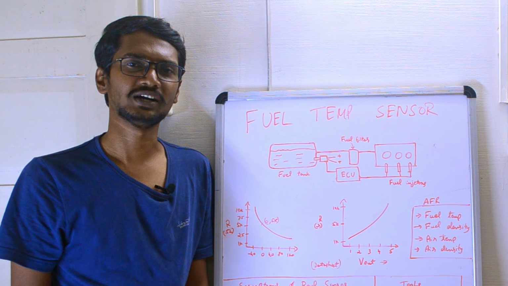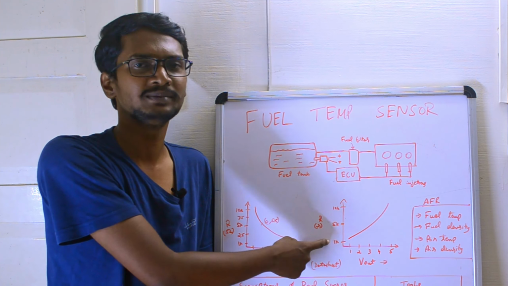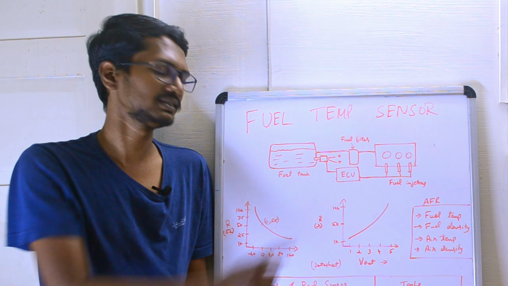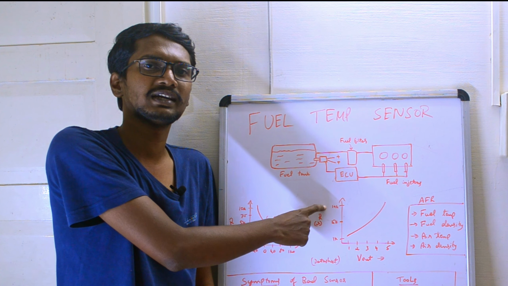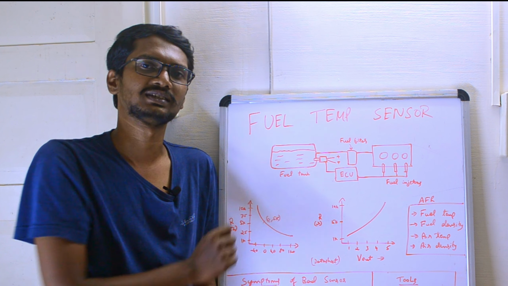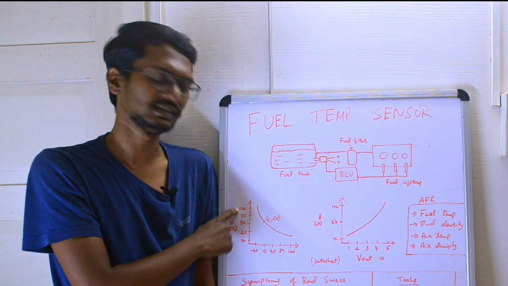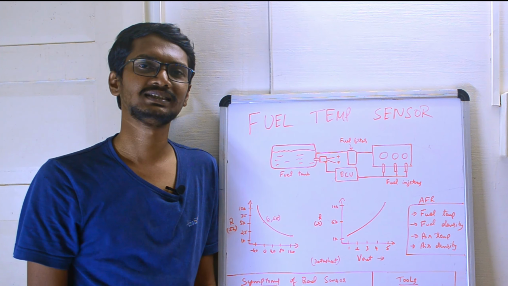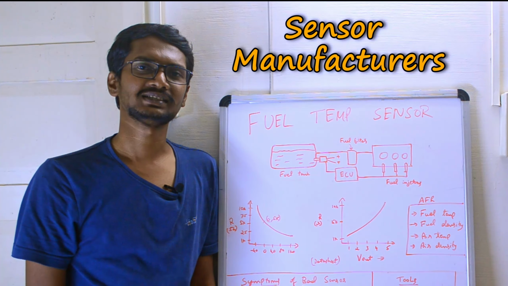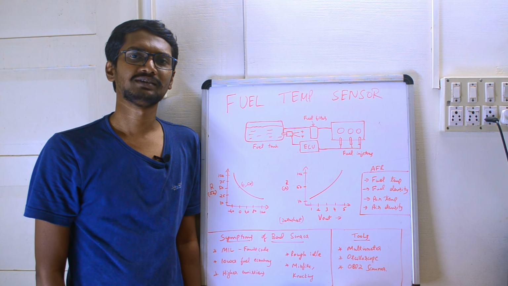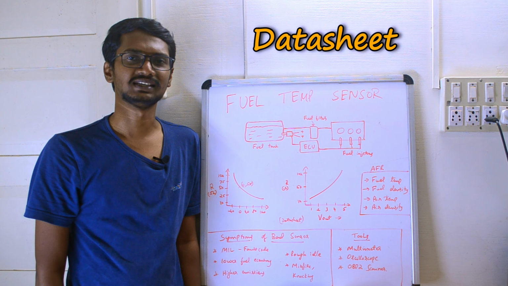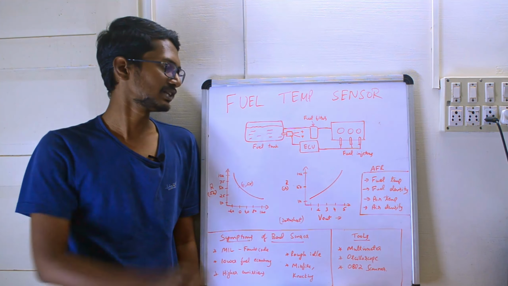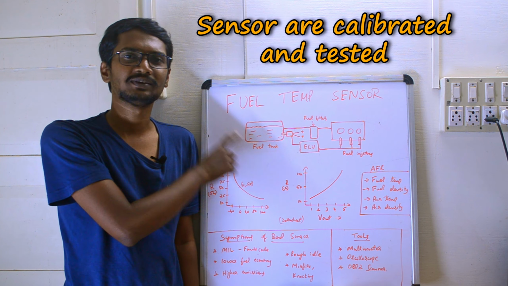Here you might get a doubt that what is the correlation between this graph and this graph. That is, how do we know at this particular resistance we are getting this particular temperature? If we are getting 10K resistance, it is minus 40 degrees, or 5K resistance, it is 0 degrees. This data will be supplied to us by the sensor manufacturer. That is, it will be provided in the data sheet of this sensor. It will be in both tabular form and graphical form. And this temperature sensor will be calibrated from the factory.